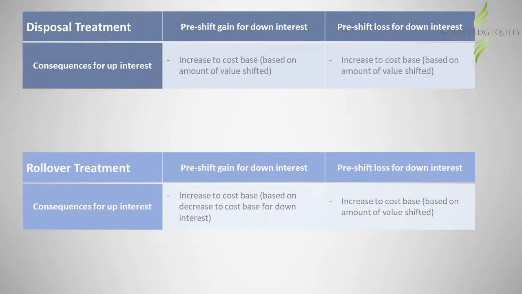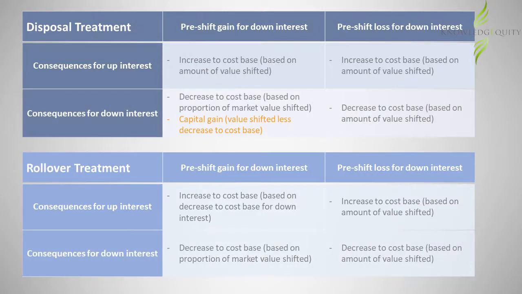In general, for the holder of an up interest, there is an increase in tax values reflecting the value shifted in, such as an increase in cost base. For the holder of a down interest, there is a decrease in tax values based on the proportion of market value shifted out, such as a reduction in cost base. CGT event K8 may also be triggered where there is a pre-shift gain in the down interest under disposal treatment.